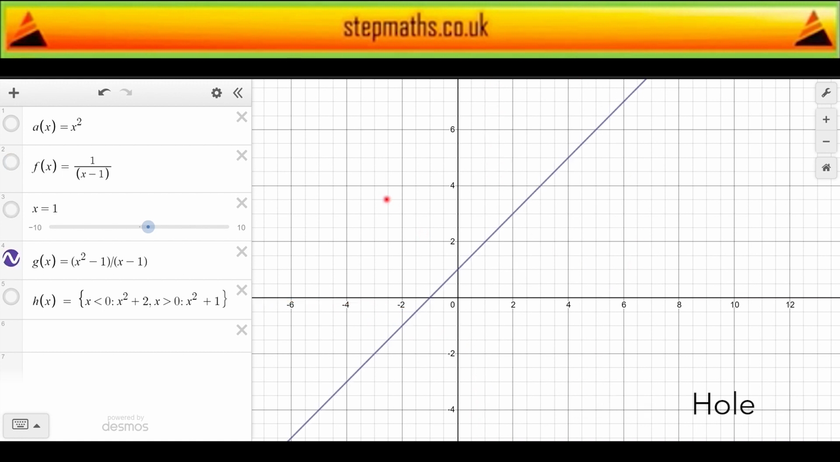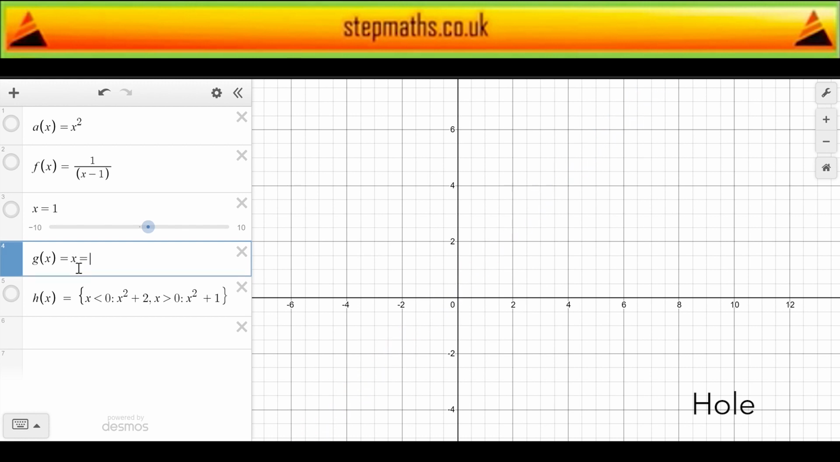So next, what is a hole? Well, if you look at this function here, g of x equals x squared minus 1 over x minus 1, you can see that in this numerator, we could factorize it using the difference of two squares to be x plus 1, x minus 1. And then if we had that, that'd be x plus 1, x minus 1 all over x minus 1. So we could cancel out the x minus 1. So this is really exactly the same as the function g of x equals x plus 1.